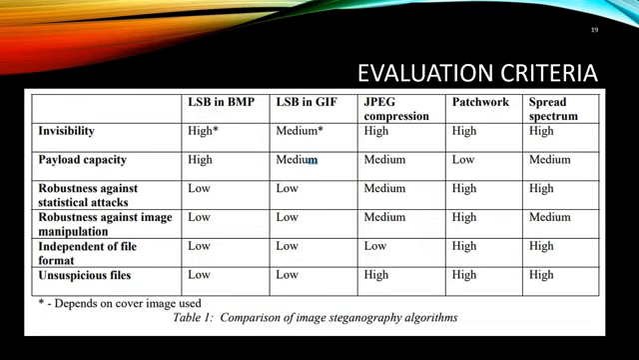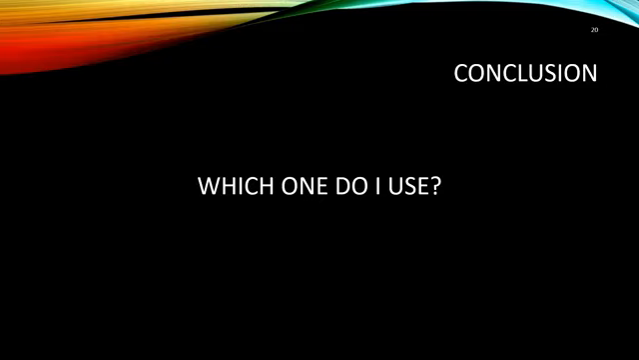The patchwork technique has a high level of robustness against image manipulations like cropping or rotation, but it has a low capacity for hidden information, so it would be most useful in situations where you have a small amount of highly sensitive data. Finally, the spread spectrum technique is highly resistant to statistical attacks, but it is very complex and computationally intensive. It would be best where you need a very secure, resilient way of sending hidden data.